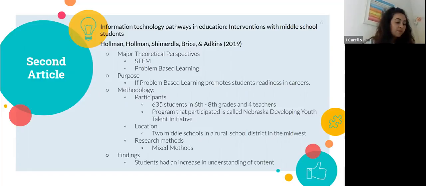And then the findings that they concluded was that the students had an increase in understanding of content. So when the students were taught using STEM and problem-based learning, they had an increase of what they were particularly looking at and what they were learning, and were motivated to continue on in doing that.